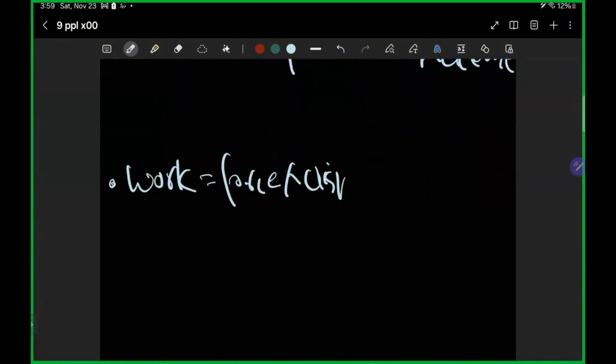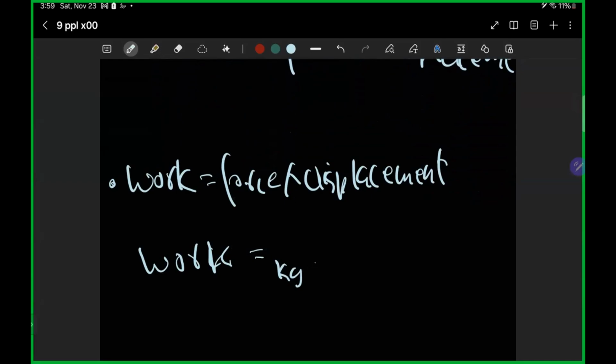The next quantity is work. It can be defined as force multiplied by displacement. So the unit of force is kilogram into meter per second square, while the unit of displacement is meter. So meter is multiplied by meter.